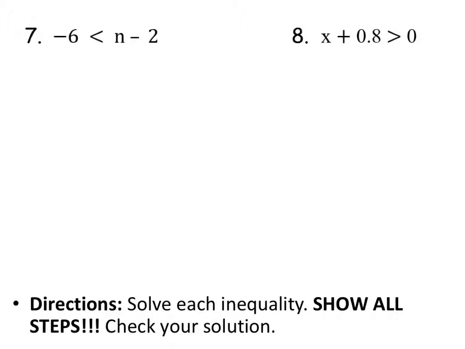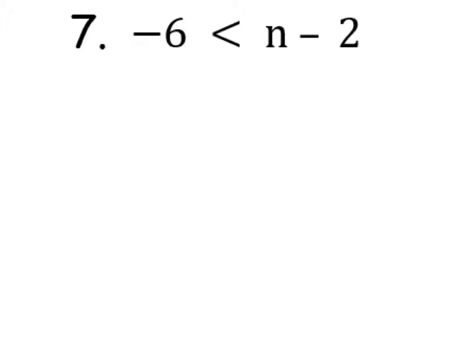All right, number 7 and 8. Hopefully you guys got these ones done as well. Let's go ahead and do number 7. On this one, it doesn't matter which side the letter's on, by the way. So we want to get rid of that minus 2 to isolate the n. And to do that, we're going to add 2 to both sides of this inequality.